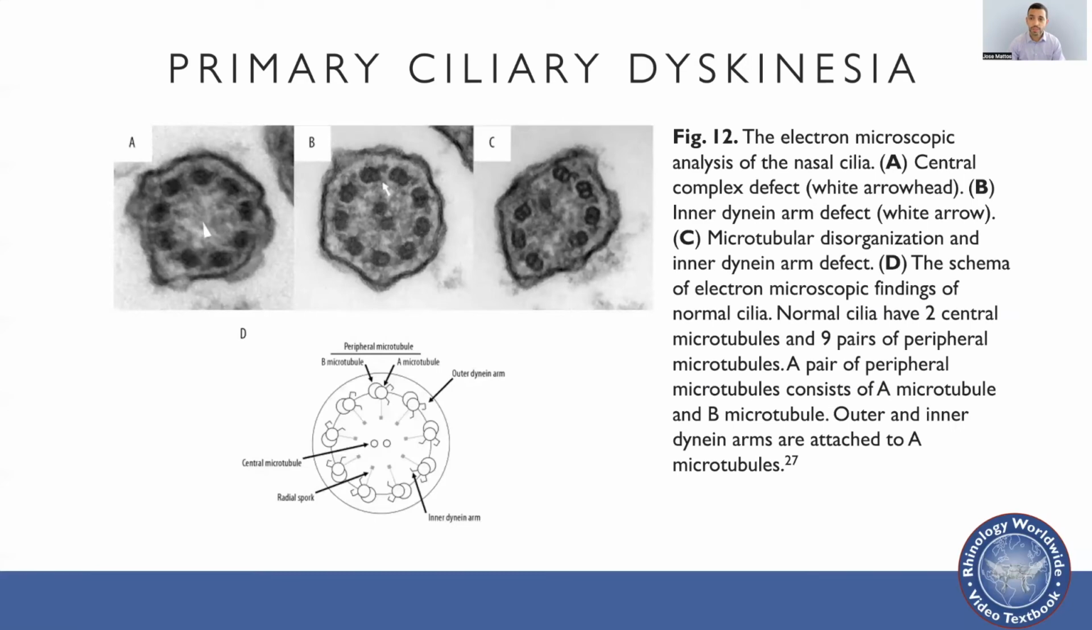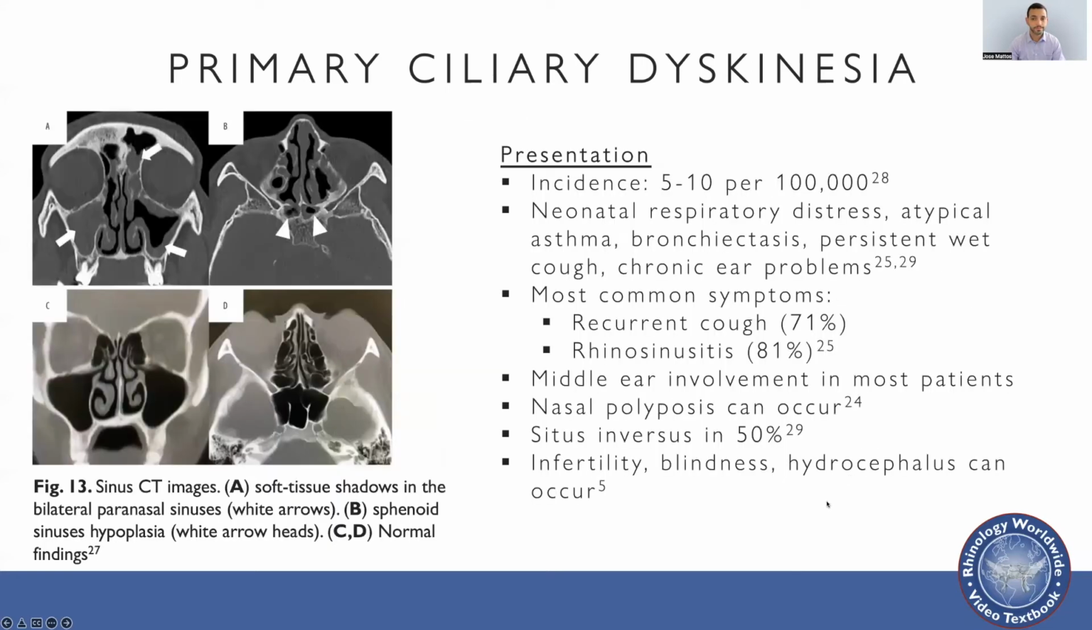This shows you the electron microscopy findings in primary ciliary dyskinesia. It is showing a complex defect in the inner dynein arm and microtubule disorganization. And so it is this disorder in the cilia that leads to impaired function and mucociliary clearance. Frequently, this disease presents early in life with neonatal respiratory distress, asthma, bronchiectasis, persistent wet cough, chronic otitis.